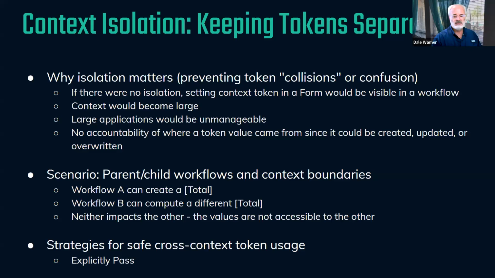It can have things with the same name. You have to worry about keeping context names separate only within workflow B. You have to understand when you're working on workflow B what total means, but you don't have to worry about whether there is a total from workflow A. Neither impacts the other, and the values of one are not accessible by the other unless you explicitly pass them through inputs and outputs. So that gets into strategies for safe cross-context token usage.